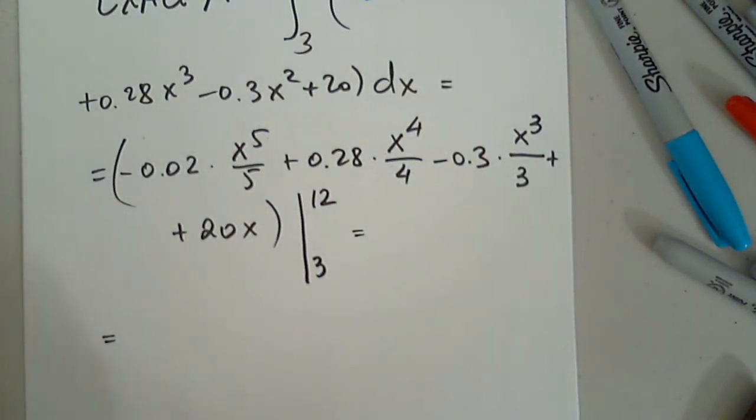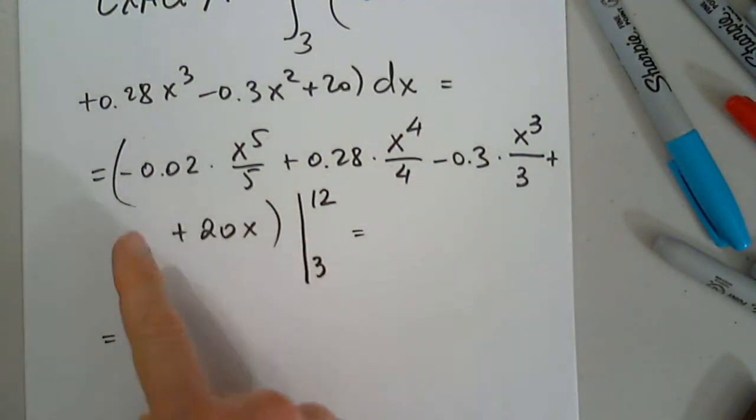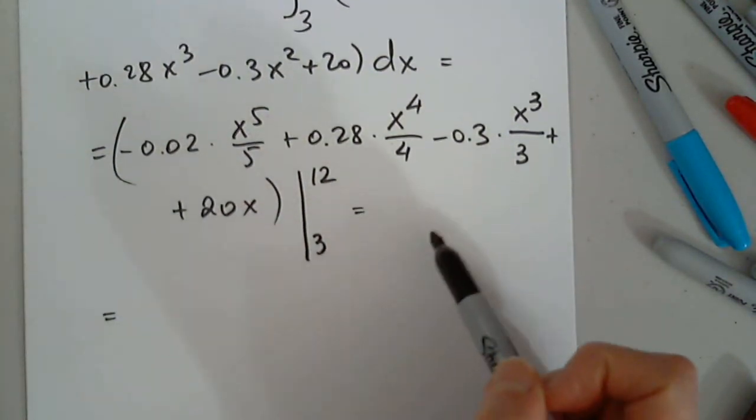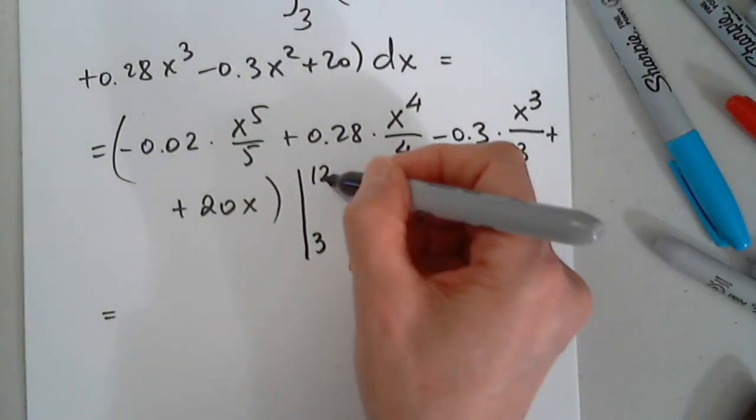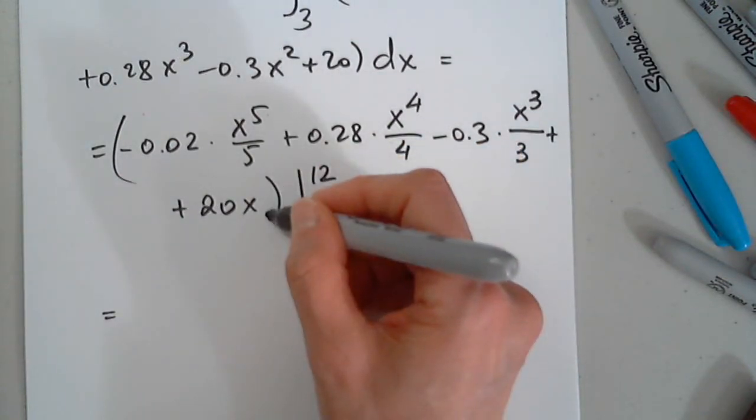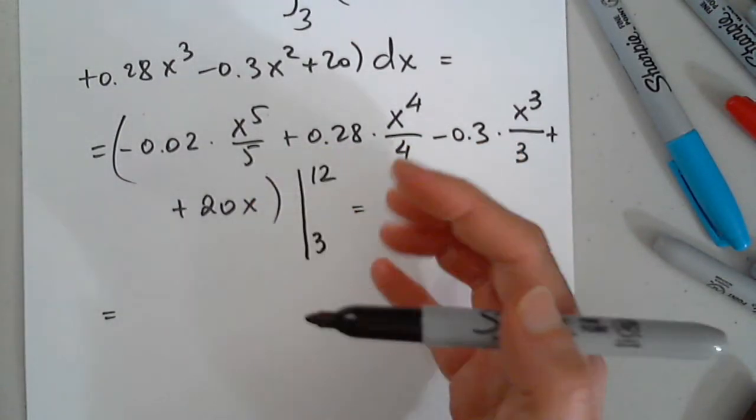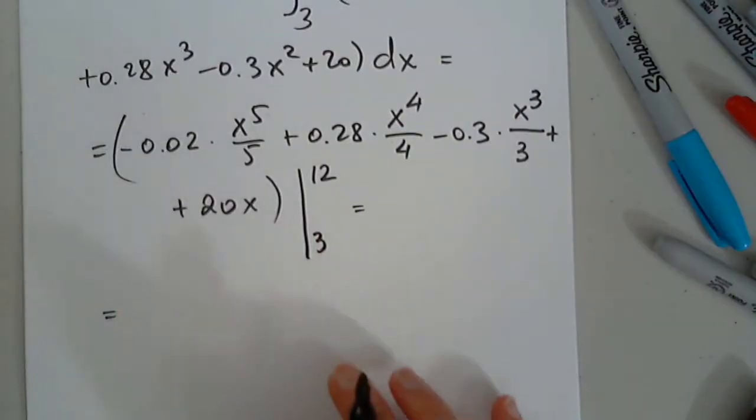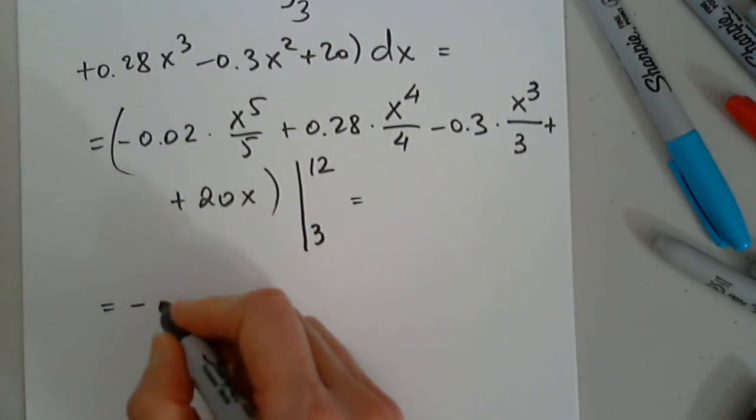So now I'm going to enter this function as is. I can simplify it a little bit so I don't have fractions, and I will plug in 12 and I will plug in 3. When I plug in 12 I will get blah blah blah, and when I plug in 3 I'll get whatever. And then I'll subtract them.